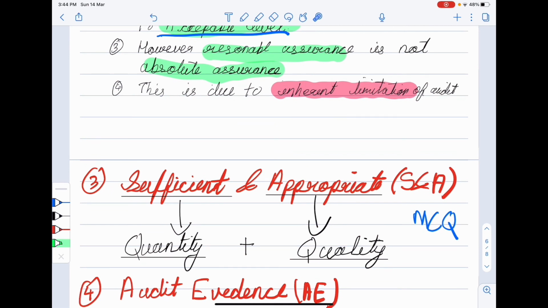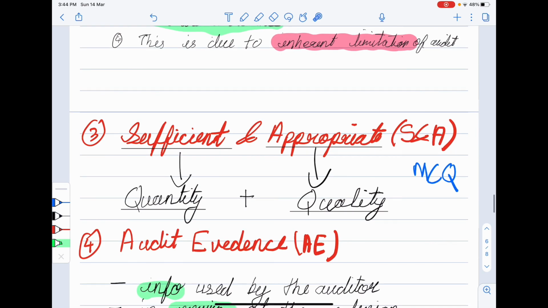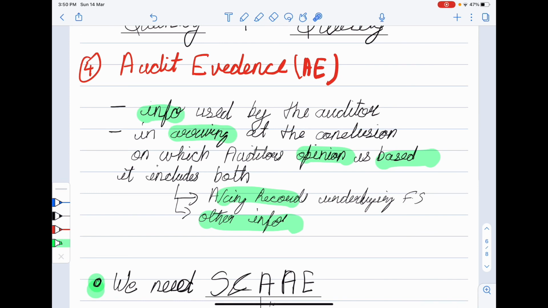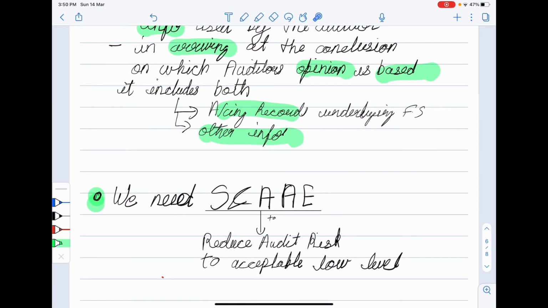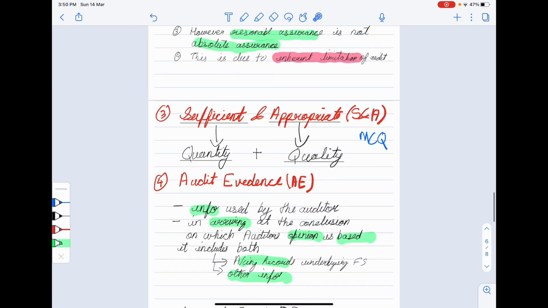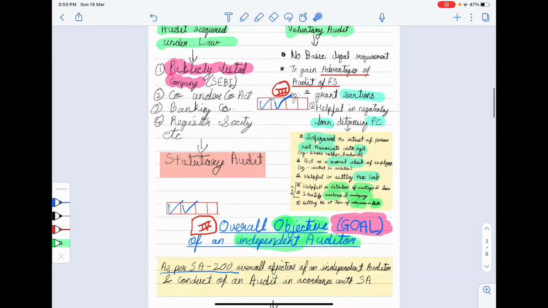Next is sufficient and appropriate. Sufficient is for quantity and appropriate is for quality. Audit evidence: audit evidence is information used by an auditor in arriving at the conclusion on which the auditor's opinion is based. It includes both accounting records and other information. We need sufficient and appropriate audit evidence to reduce audit risk to an acceptably low level. Okay, so we are done with four keywords and four question answers.